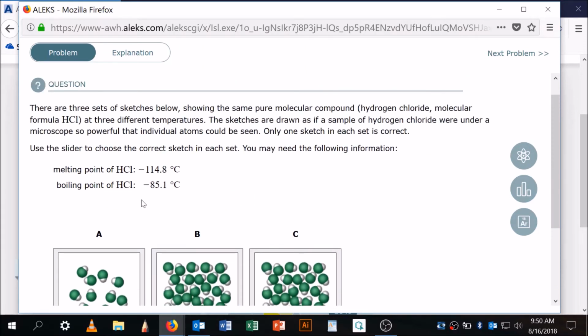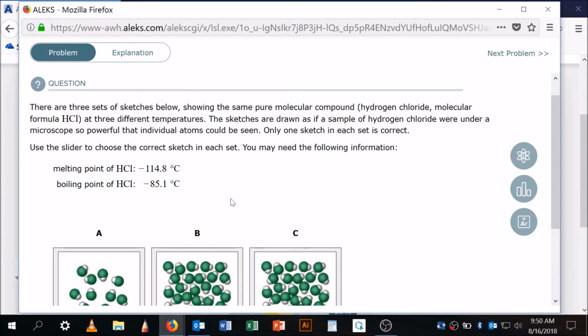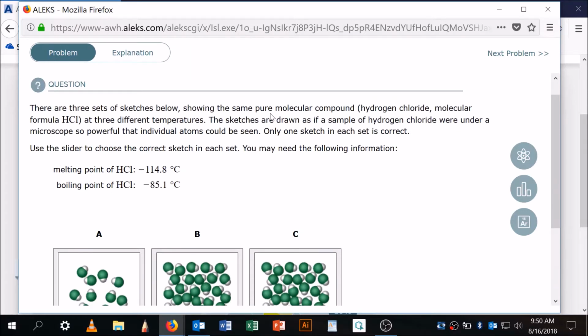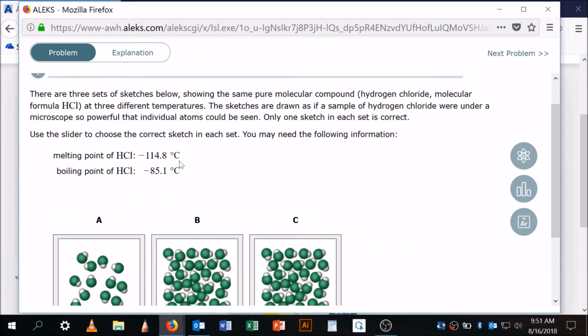So there are three sets of sketches below, right? You've seen this before because you attempted it, but it wasn't learned. All right, so we have to think about this. There's three sketches below, and it's HCl. It's a molecular formula as HCl at three different temperatures. The sketches are drawn of a sample of hydrogen chloride under a microscope so powerful that individual atoms can be seen. Only one sketch is correct for each one, okay?